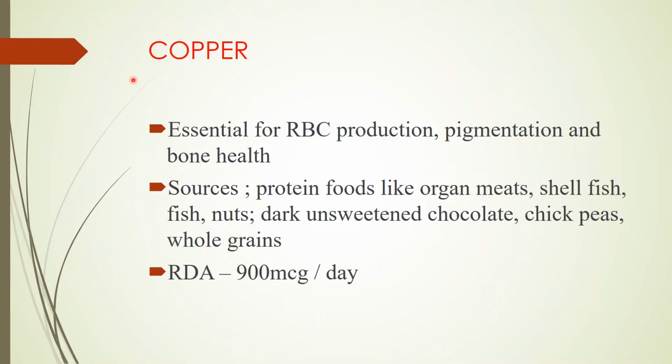Next micromineral is copper. Copper is essential for RBC production, melanin production, that is pigmentation, and for bone health. And the sources include protein foods like organ meats, shellfish, fish, nuts. It is also present in dark, unsweetened chocolate, chickpeas, whole grains, etc. And the daily requirement of copper is 900 microgram per day.